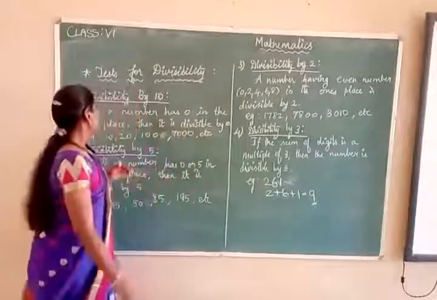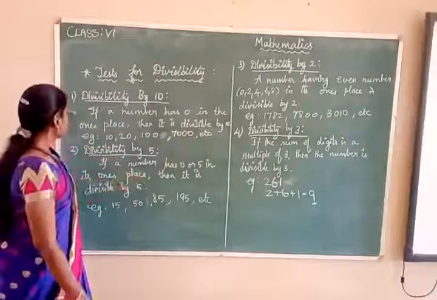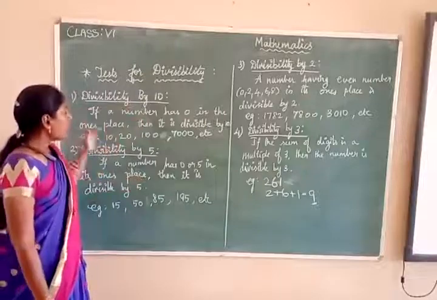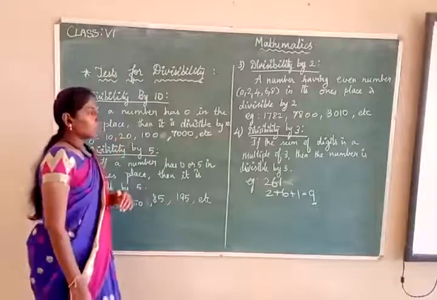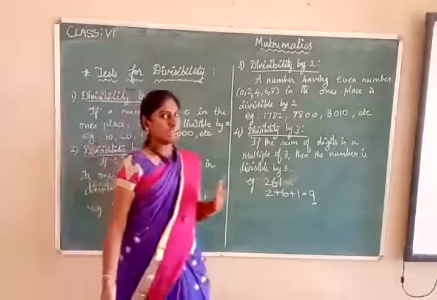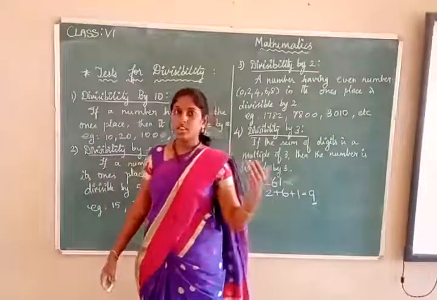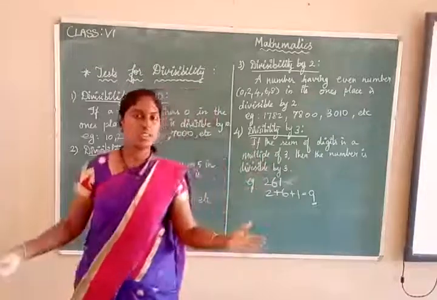So we have various tests for divisibility. The first one is divisibility by 10. If a number has 0 in its ones place, then it is divisible by 10. You all know 10, 20, 30, 40, 100, 50, 110. All those numbers have 0 in their ones place, so all these numbers are divisible by 10.